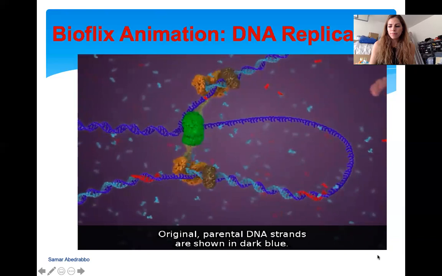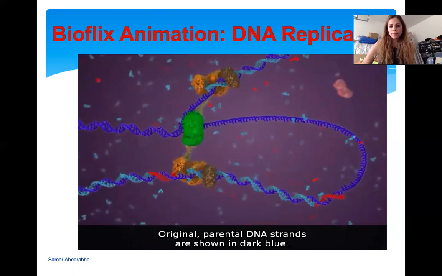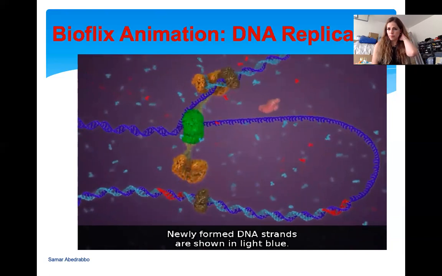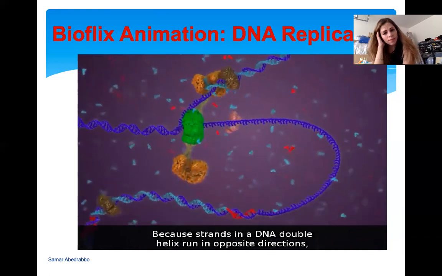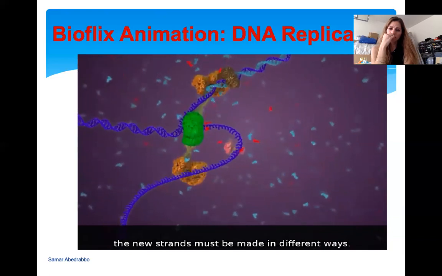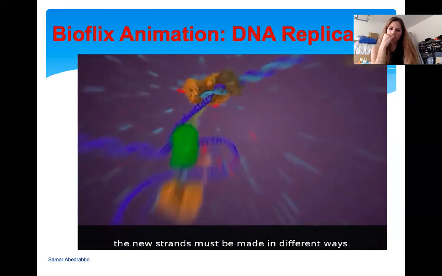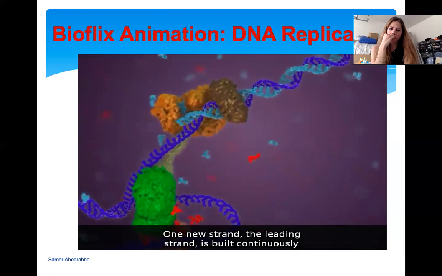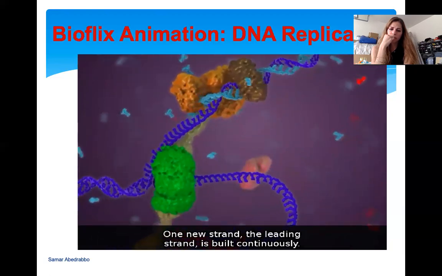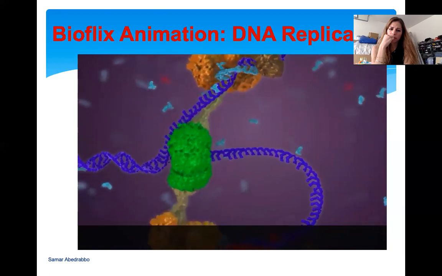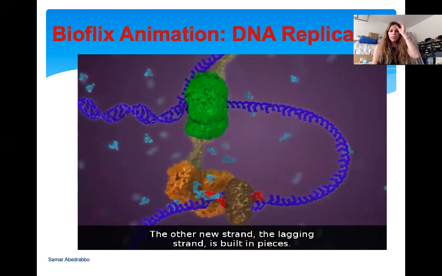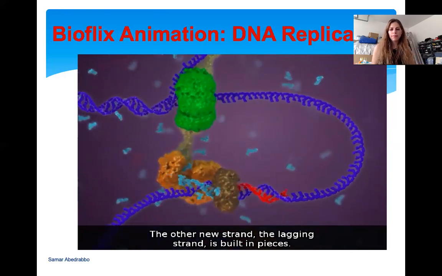Original parental DNA strands are shown in dark blue. Newly formed DNA strands are shown in light blue. Because strands in a DNA double helix run in opposite directions, the new strands must be made in different ways. One new strand, the leading strand, is built continuously. The other new strand, the lagging strand, is built in pieces.